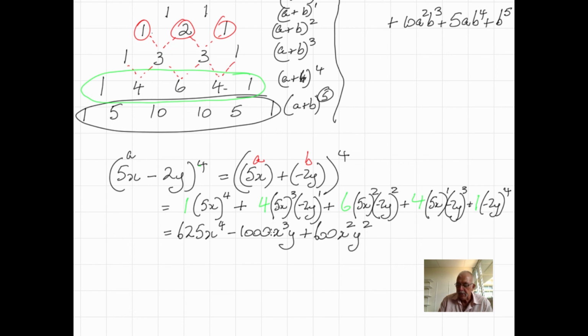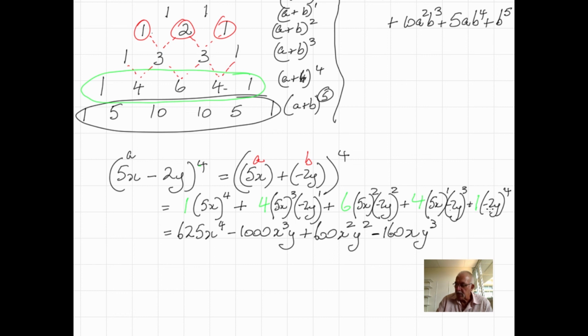Just checking all the time as we're going. 3 plus 1 is 4. Powers adding together give you that power. 2 plus 2 is 4. When we raise negative 2 to the power of 3, we're going to get negative 8. So this whole term is going to be negative. And when we multiply out there, we get 160. X power of 1, y the power of 3. Once again, checking that 1 plus 3 is 4, which is good.